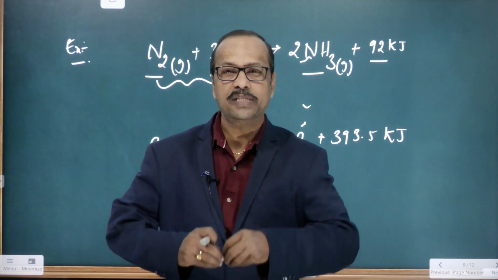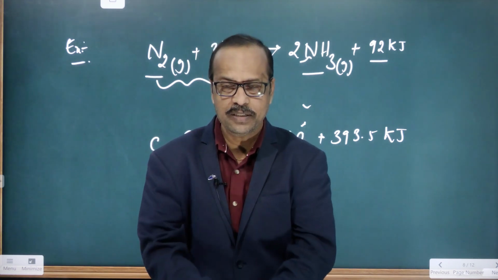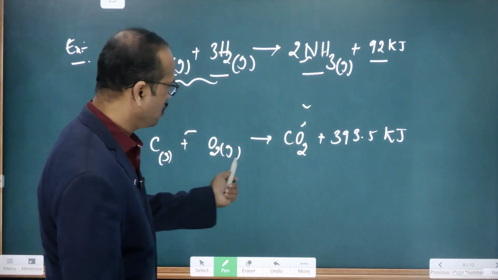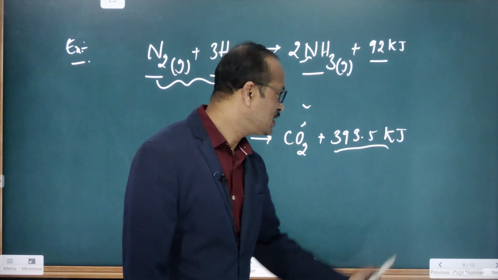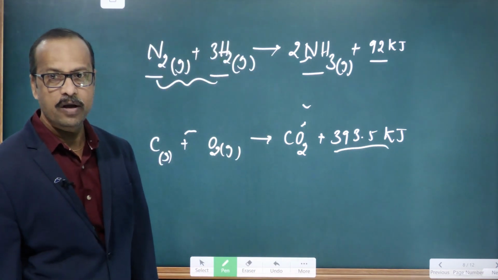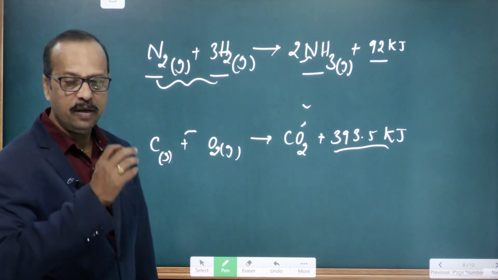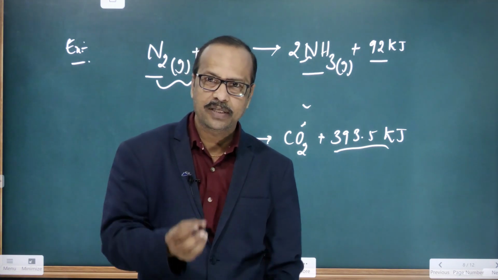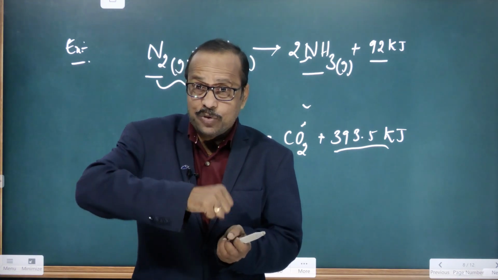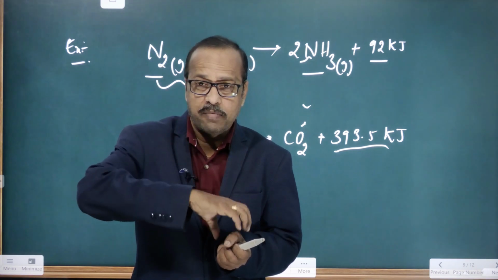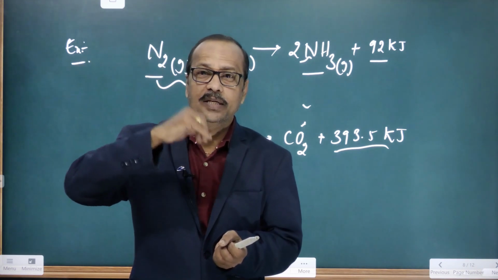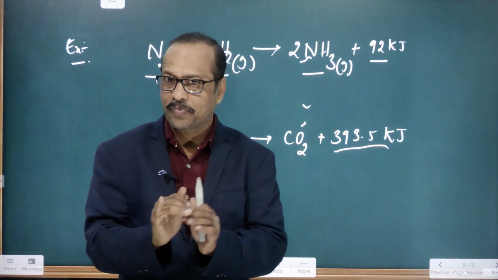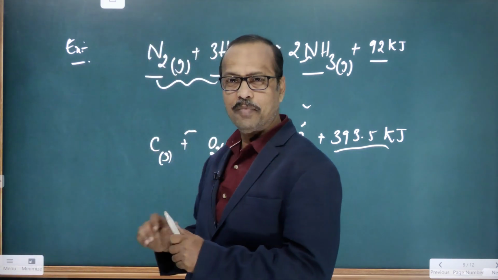Exothermic reaction means what? In which heat is liberated when the reaction is taking place. And the other one here is carbon reacting with oxygen to form carbon dioxide, and here the heat released is 393.5 kilojoules. So when you burn carbon in the presence of oxygen, it forms carbon dioxide along with the heat released. So from that, heat is going away. Heat is releasing means what? From the carbon dioxide, the heat is going away. When the heat is going away, it means the heat quantity in the carbon dioxide is less than the heat content of the carbon and oxygen.